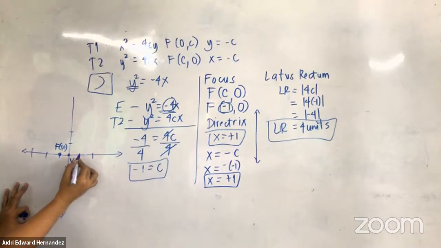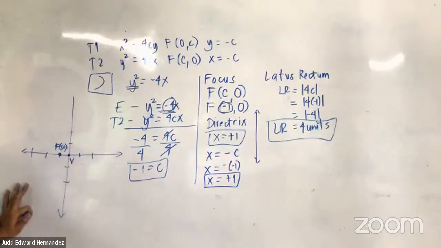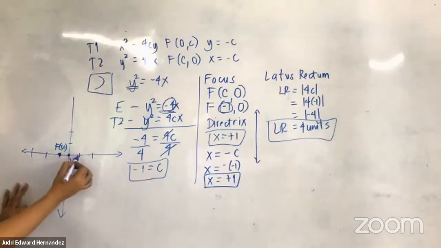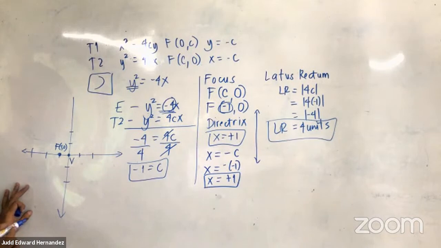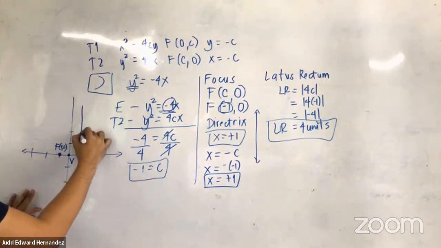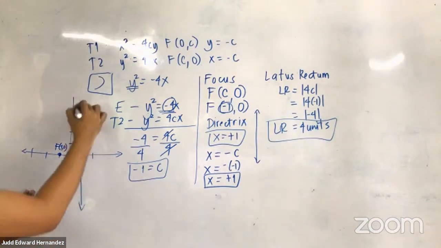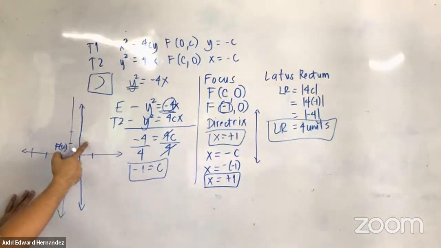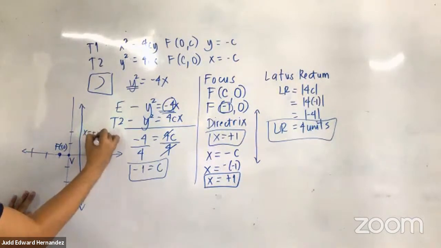Positive 1. Yes. Do I draw a horizontal line? Vertical. Vertical line. Therefore, this is now the directrix and the equation is x is equal to positive 1.